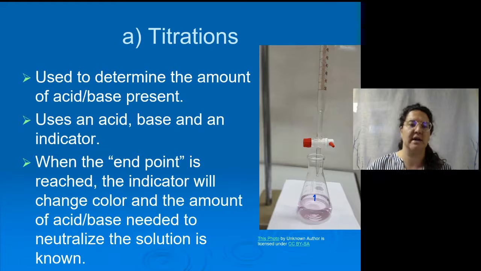So a titration is done to determine the amount of acid or base present in a sample. So we use an acid, base, and an indicator. The end point is reached when the indicator changes color, and then the amount of acid or base needed to neutralize the solution is known. So we have an unknown sample in the vial, and then in the burette, we have a known concentration of an acidic or basic solution, and then we measure the volume of that solution, and then we can calculate the concentration of our known volume of the unknown solution in the vial.